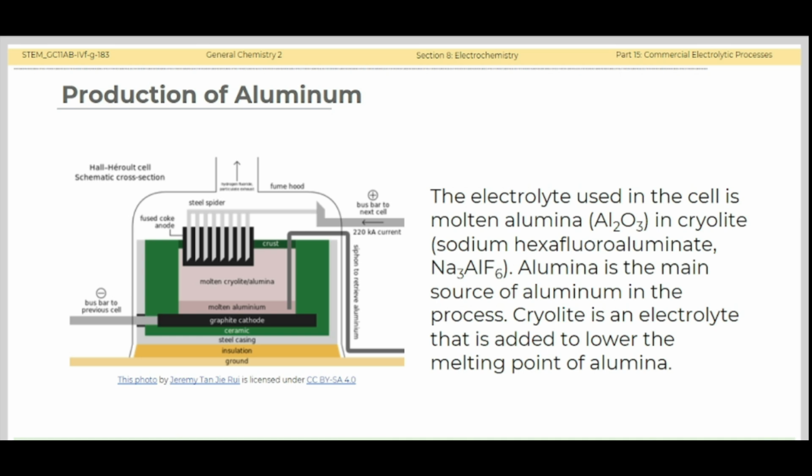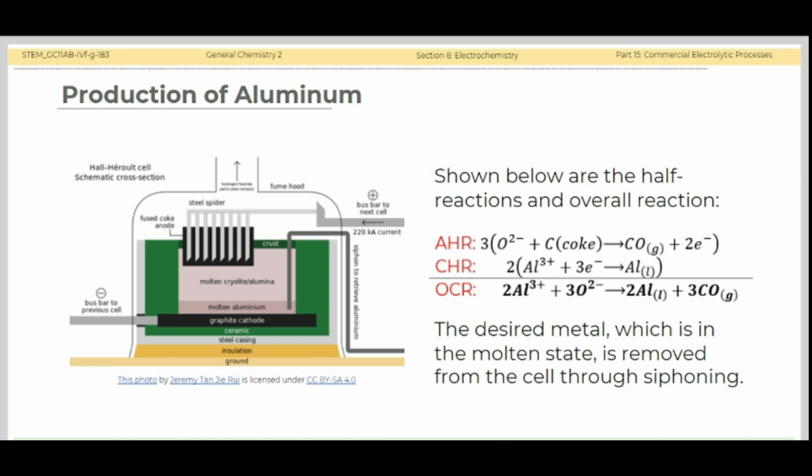Alumina is the main source of aluminum in the process. Cryolite is an electrolyte that is added to lower the melting point of alumina from 2050 degrees Celsius to 1000 degrees Celsius. At the anode, oxide ion reacts with the coke electrode to produce carbon monoxide. At the cathode, aluminum ion is reduced. The overall cell reaction is given by 2 moles aluminum ion plus 3 oxide ion, producing 2 moles liquid aluminum plus 3 moles carbon monoxide. The desired metal, which is in the molten state, is removed from the cell through siphoning.